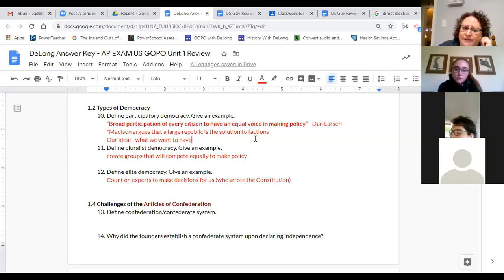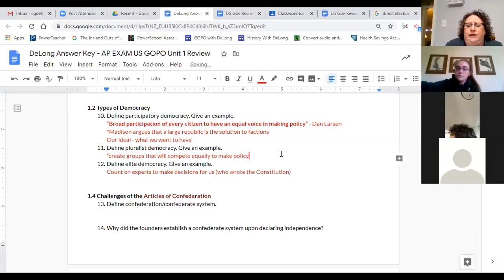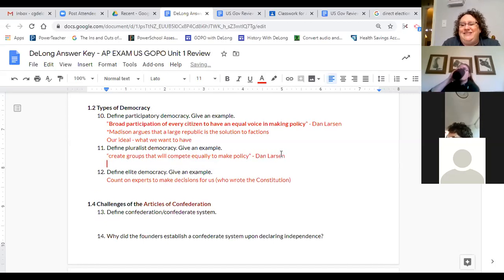All right, a pluralist is where there are groups that are created that will compete equally to make policy, okay? So in this sense, we think about what kind of groups. So Madison, factions, what he talks about, what do factions really look like in our country today? What would we call them? Interest groups. Very good. I have a question.